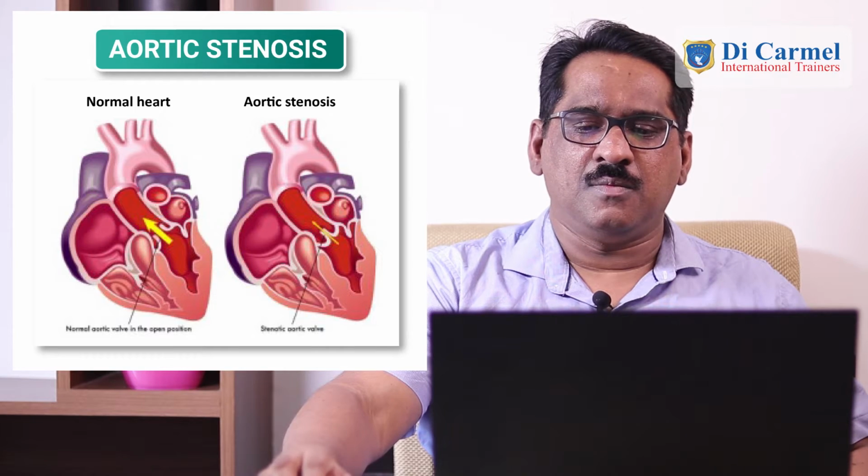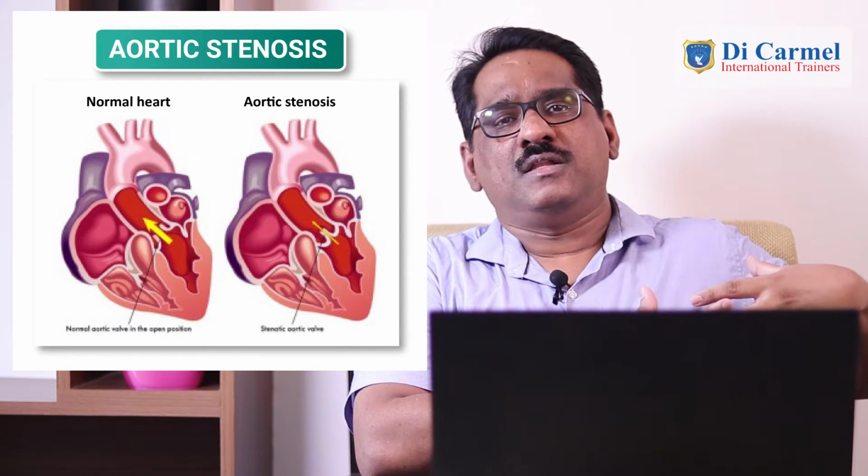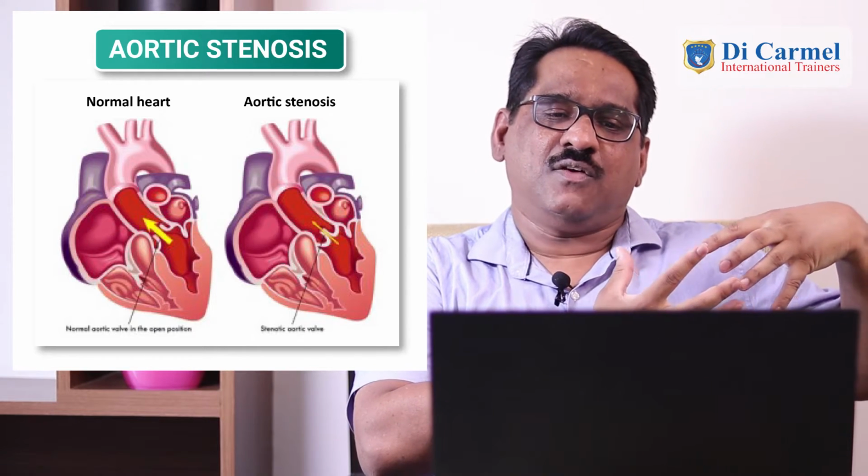Whereas aortic stenosis is a similar mechanism, which is a narrowing of the aortic valve, which can cause too much blood to pool in the left ventricle, resulting in increased left ventricular pressure.